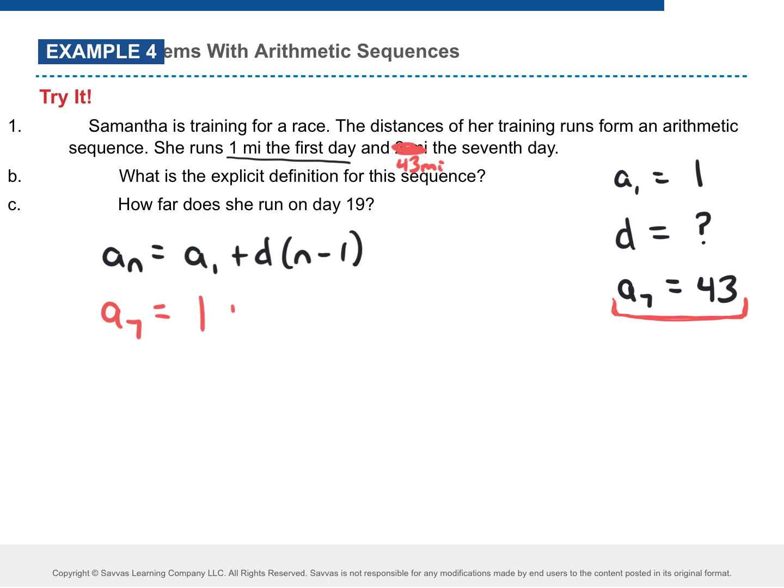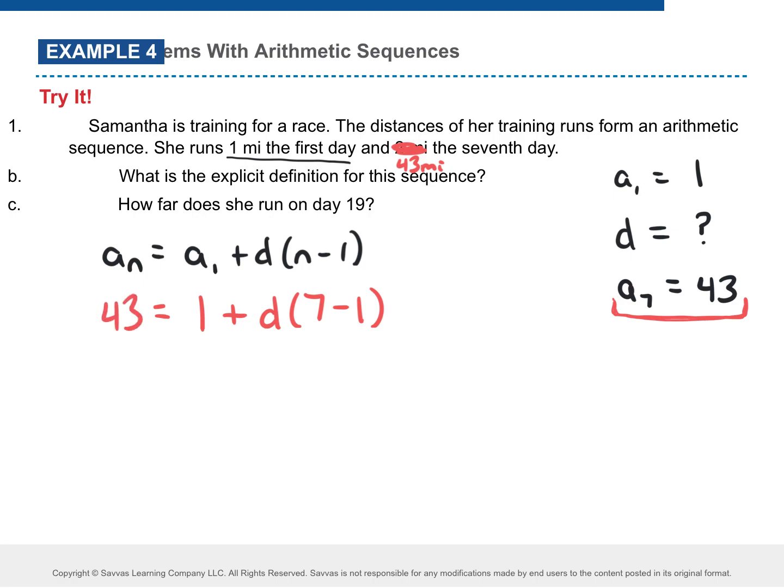1. Plus, do we know what the difference is? Nope. Do we know what N is? Yes, 7. Why is it 7? Because that's how long it works. Yeah, we're talking about the 7th term, right? Okay, so we have 7 minus 1. This is what I should have done earlier. Okay, do we know what A to the 7th is? 43. It's 43, so I'm going to put 43 in right here.